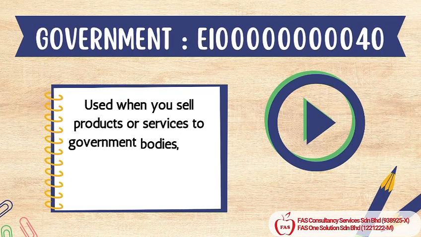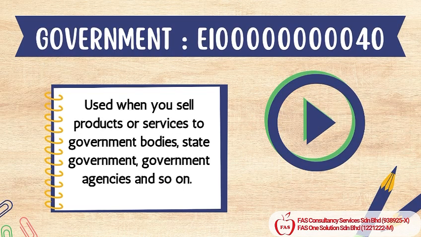Government EI 9040. Used when you sell products or services to government bodies, state government, government agencies, and so on.